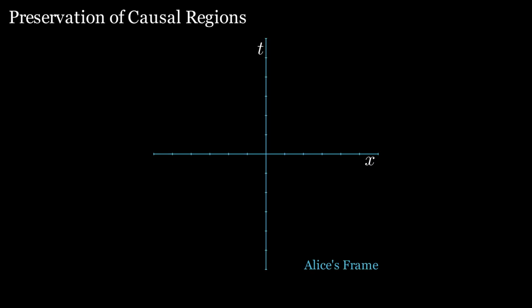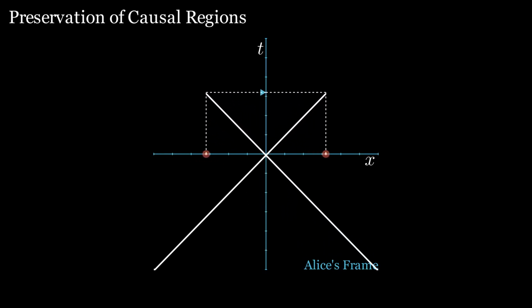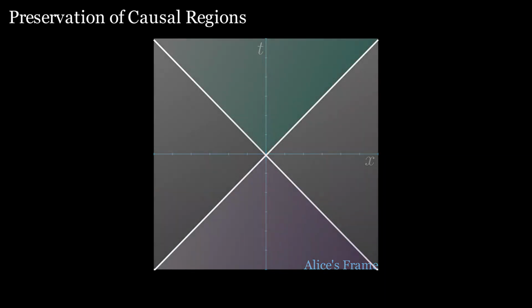In Alice's frame of reference, two world lines of light passing through the origin in both leftward and rightward directions are sketched. These lines are perpendicular to each other, each with a slope of 1. They divide spacetime into 4 distinct regions.